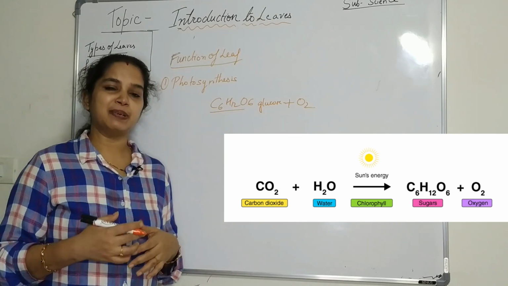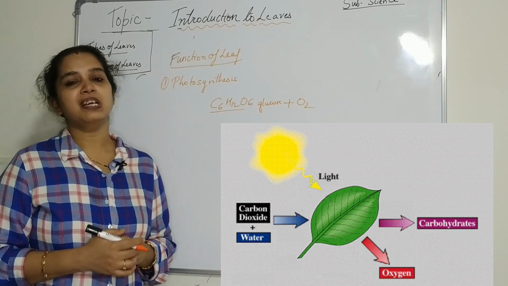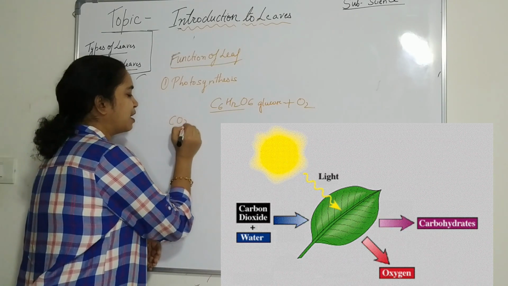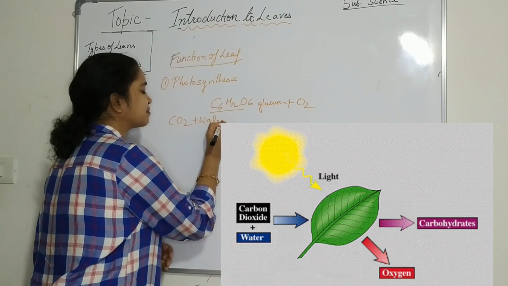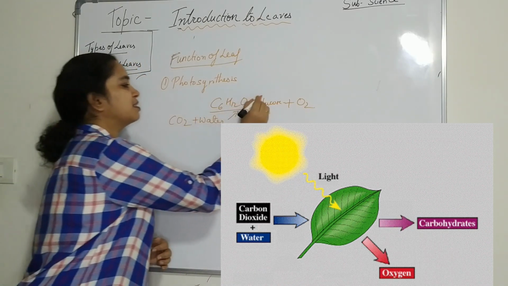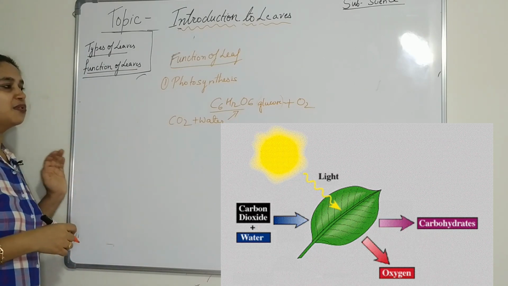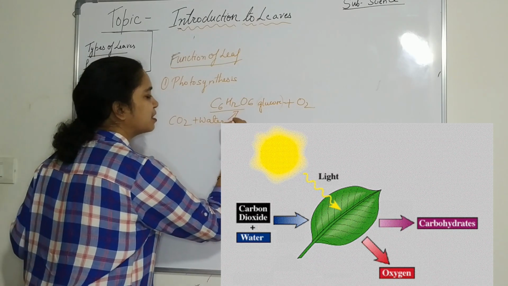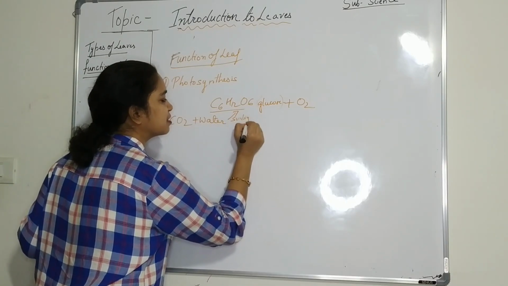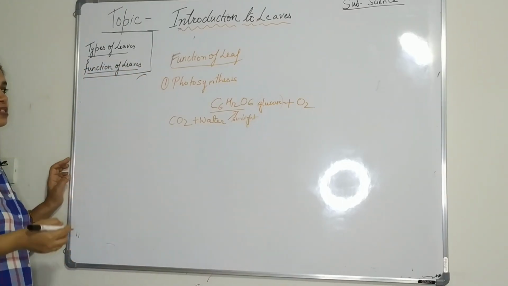The food is generally prepared in the leaf of the plant, because the leaf is called the food factory or the kitchen of the plant. They use ingredients like carbon dioxide and water, and they give out glucose, that is C6H12O6, and oxygen, and this is called photosynthesis. This occurs in the presence of sunlight.